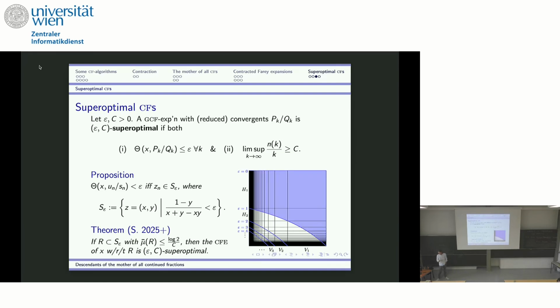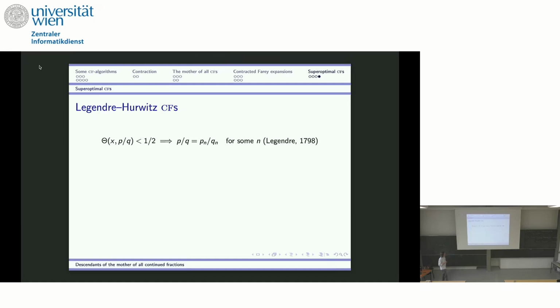So there's one small caveat with this theorem, and it's that we only have this statement for almost every x. So there could be a null set of x's that don't return to this region R infinitely often, and so this contracted Farey expansion is not actually defined for a null set of x. But we can get a nice statement for all x, and this follows from a couple of classical results. The first is due to Legendre. It states that if your approximation coefficient is less than 1/2, for any x and any rational p over q, then that rational, in fact, has to be a regular continued fraction convergent of x.